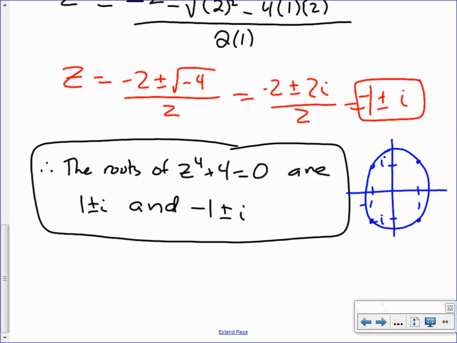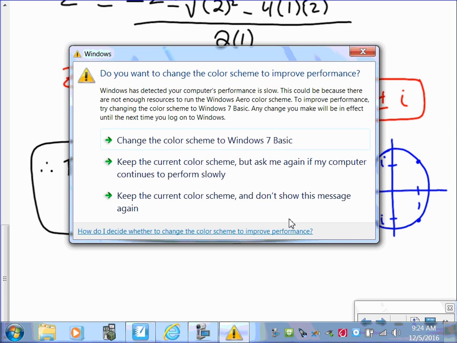Okay, remember, all of this is before De Moivre. So De Moivre will make our life easier later. All right, but this is how you do it by hand without De Moivre.